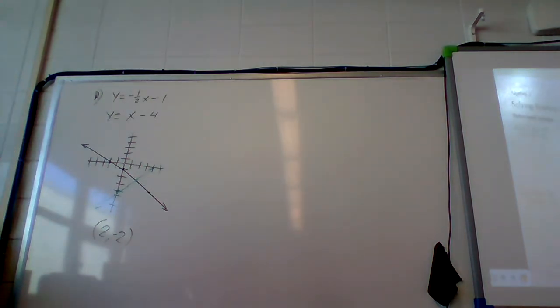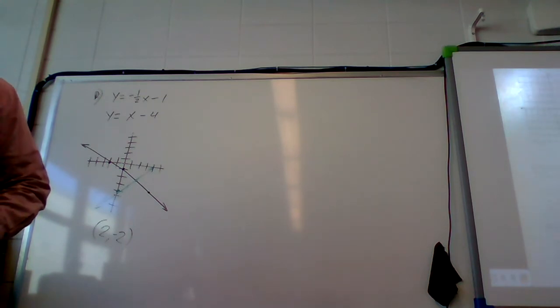On the second packet. So this is on our solving systems by graphing. Is that second? So pick one of those 5 through 10. Pick a number and I'll do it up on the board with you guys. Number 9. Number 9.